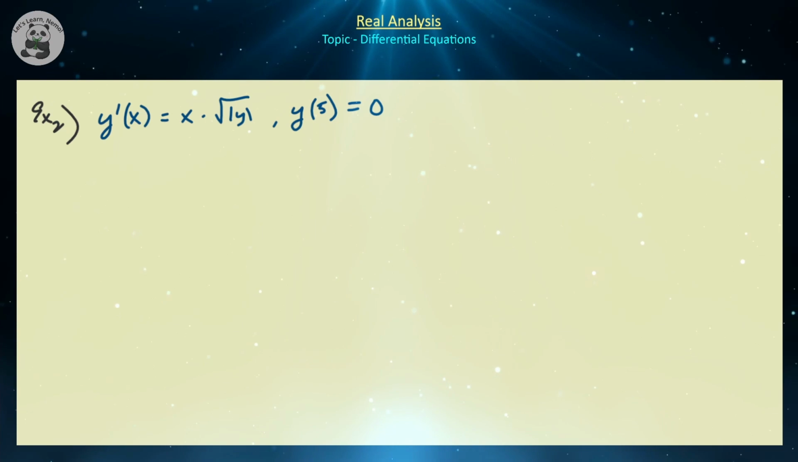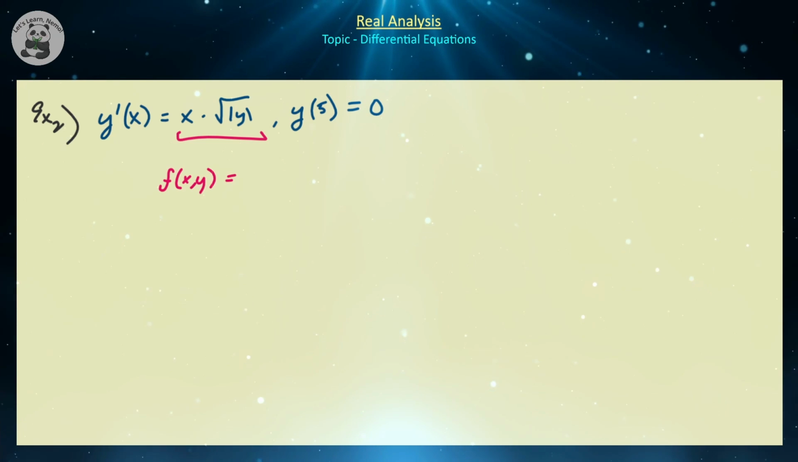Let's look at another example to see if this differential equation has a unique solution in the neighborhood around our initial condition. So we have y prime equals x times the square root of the absolute value of y. So what do we need to show? This is going to be our f of x, so that's going to be x times the square root of the absolute value of y.